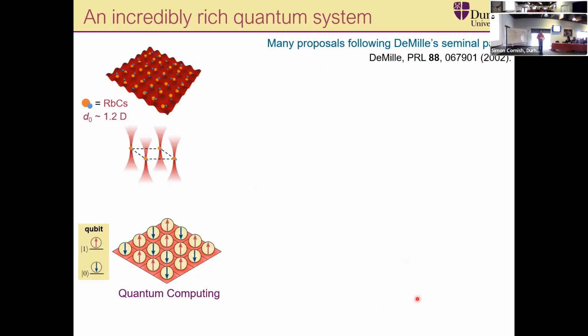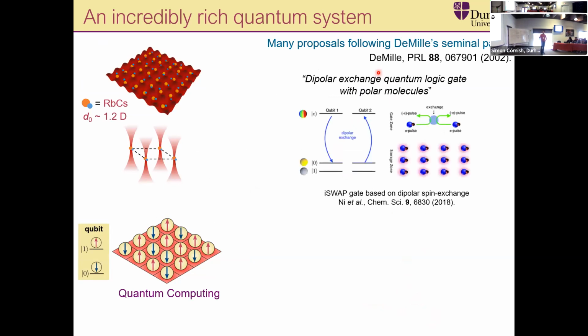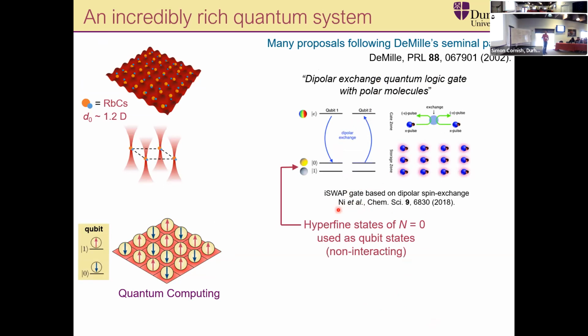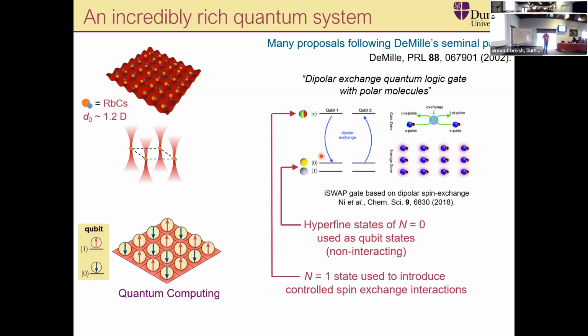On the quantum computing side, this really stems from David DeMille's seminal paper, also about 20 years ago. And I'd like to highlight this one from Kang-Kuen Ni and co-workers because it's conceptually very simple. The idea here is you would store quantum information in, say, the nuclear spins, the hyperfine structure in the molecule, and I'll talk about that in the third lecture. And then to do a gate, promote one of the molecules, or both of the molecules, up to N=1, and use this spin exchange interaction to do a gate between them.